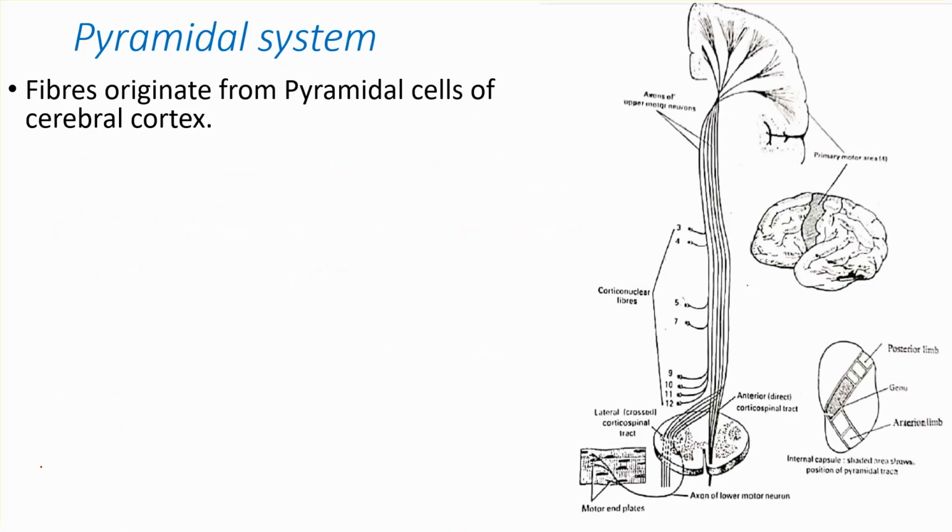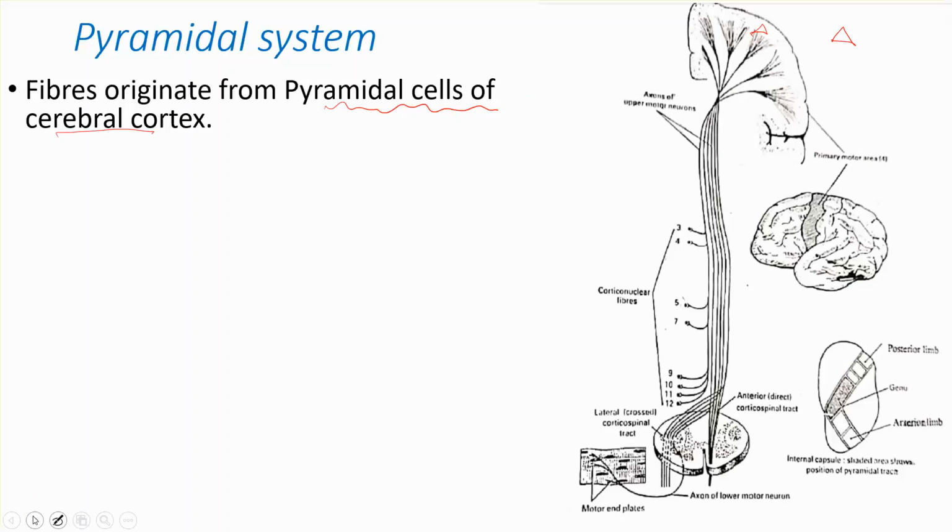The fibers will originate from the pyramidal cells of the cerebral cortex. If you have seen the histology, you would have seen pyramidal cells located in the layers of the cerebral cortex. So that is the beginning of the pyramidal system. These are the pyramidal cells, the beginning at the cerebral cortex.